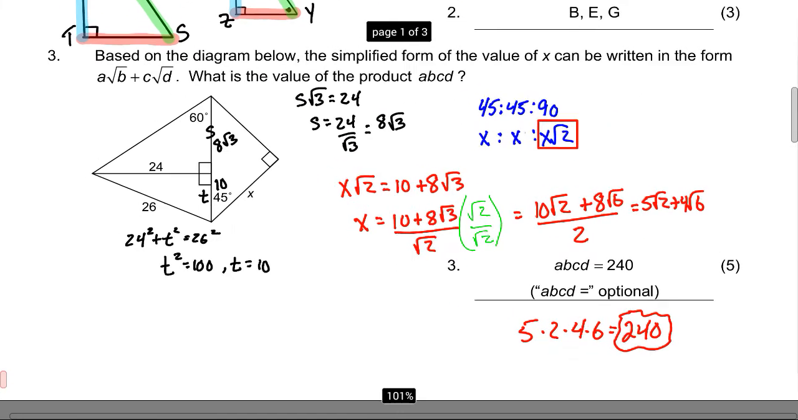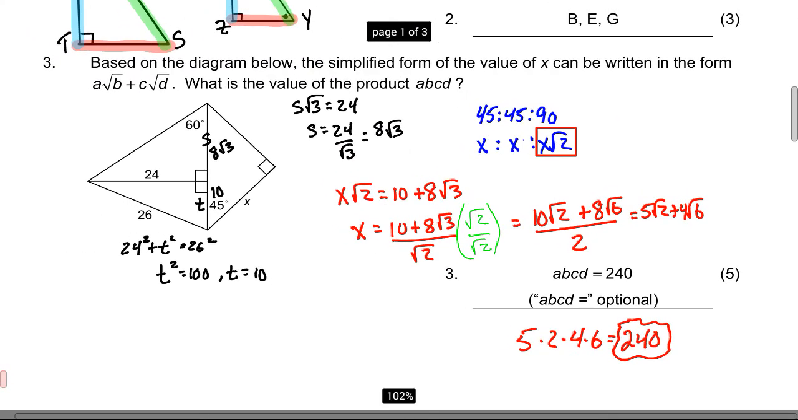Alright, one more. In the diagram, simplified form, okay, blah blah blah. Basically we got to write it x like this, okay? And then always read the question. Once you get in that form, we got to multiply all these numbers together.